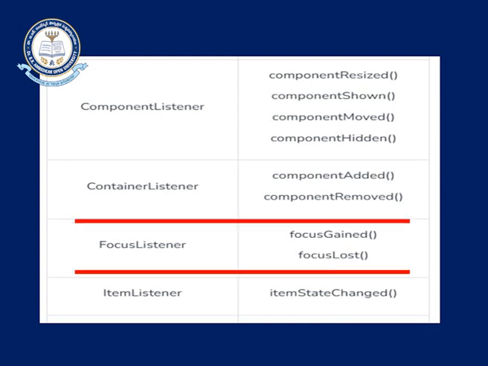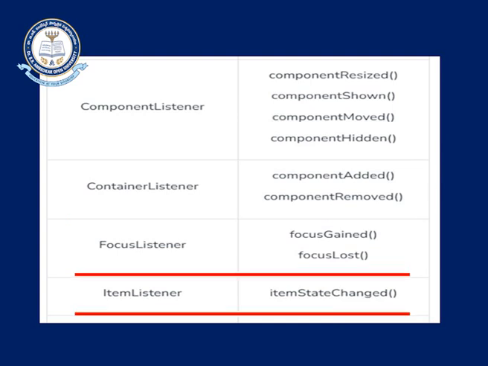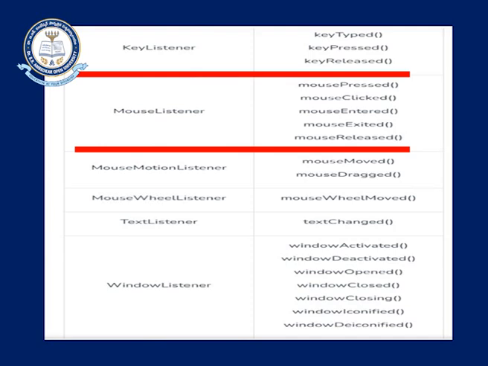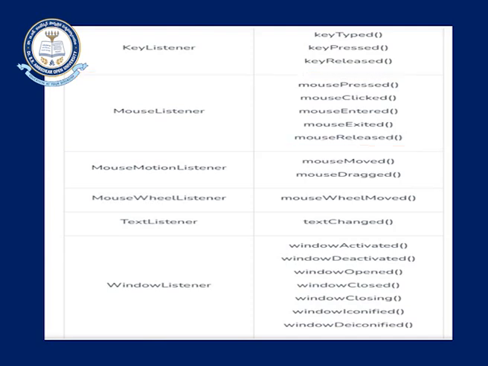Next, focus listener. In this again we have two methods: focusGained and focusLost. Item listener. In this we have the itemStateChanged method. And key listener. In key listener we have keyTyped, keyPressed and keyReleased. Next one is the mouse listener. In mouse listener we have mousePressed, mouseClicked, mouseEntered, mouseExited, mouseReleased. Like this we have the methods. One listener contains so many methods like this. I displayed all these things here.